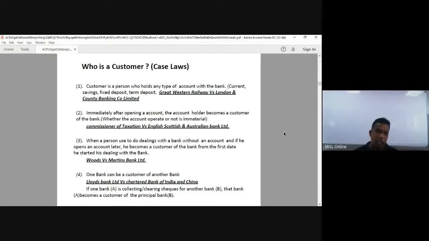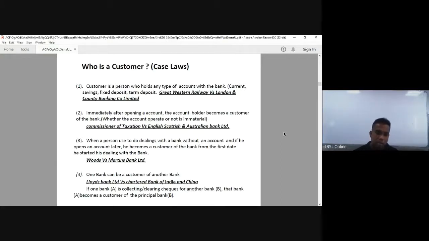But what is the relationship? The relationship is not a bank-bank relationship. It is also a banker-customer relationship. So one is a bank, the service provider. The other bank is the account holder, who is the customer. So the relationship between these two banks is a banker-customer relationship. So point number 4 is one bank can be a customer of another bank.